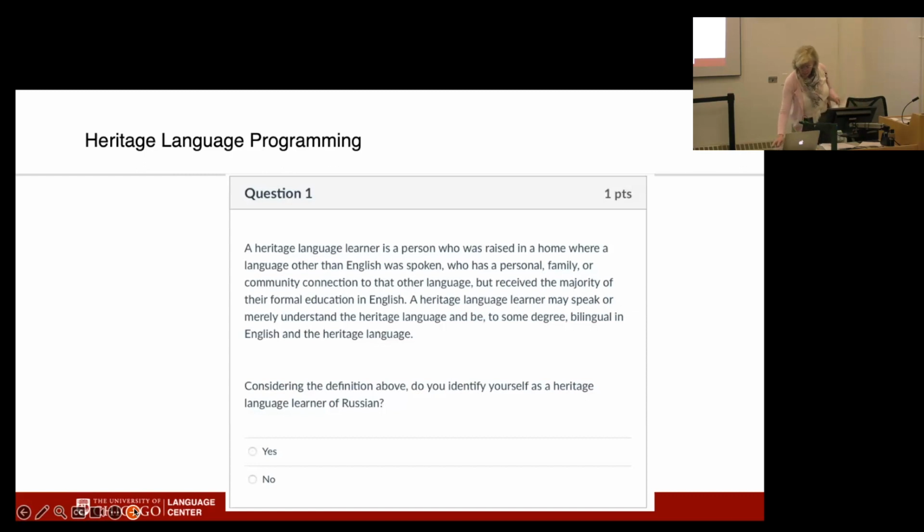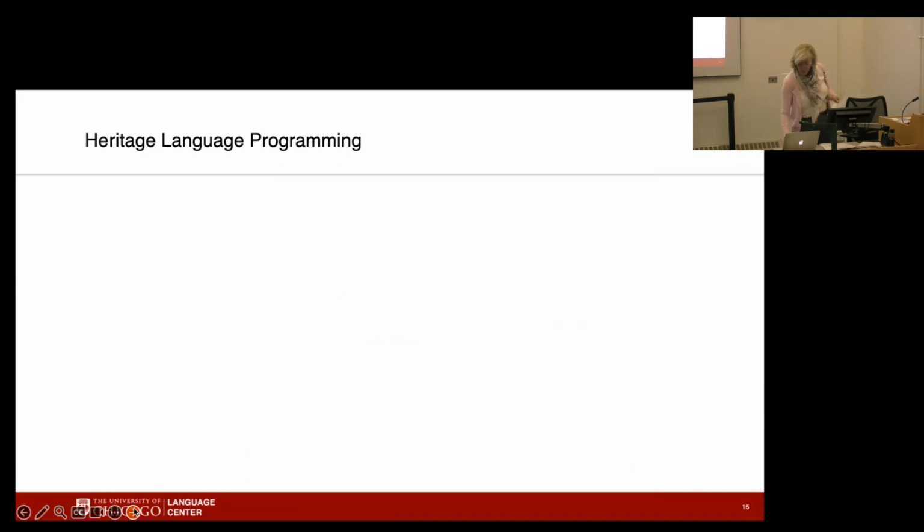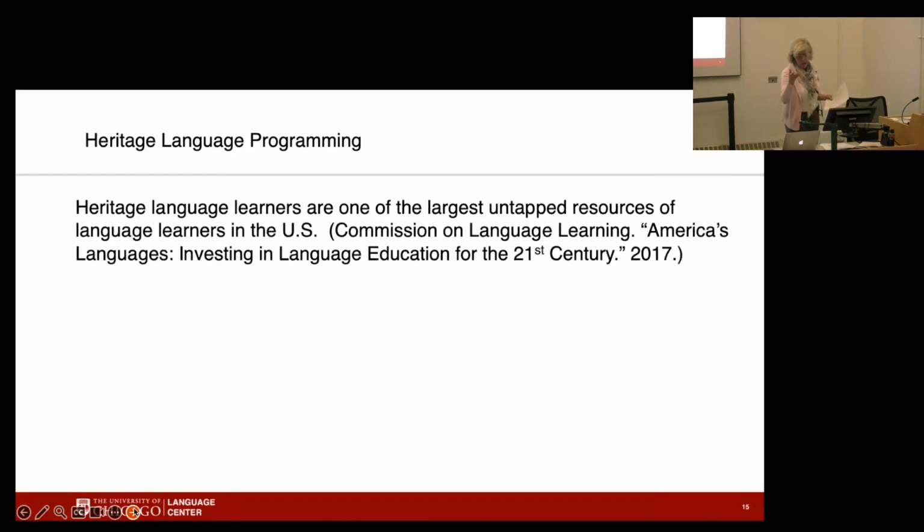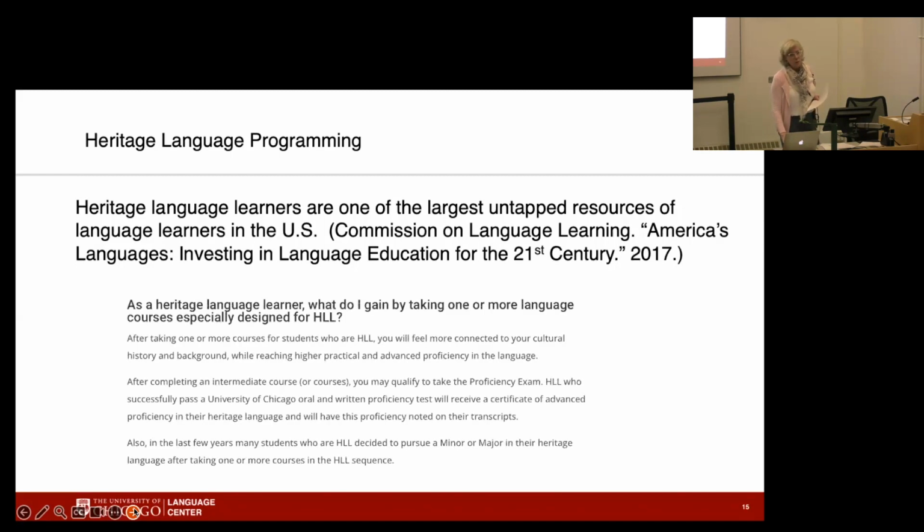This is just another example of an article you may have read from the Commission on Language Learning. Heritage speakers are one of the biggest and most wasted resources of language learners in the country. So we want those students. We really want to reach out to them. This is on our website, really just signaling to these students they have skills that we want to bring into our courses, but how to do it.